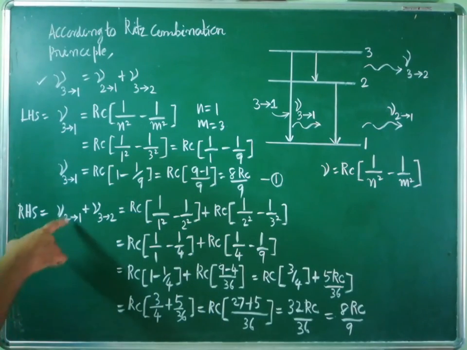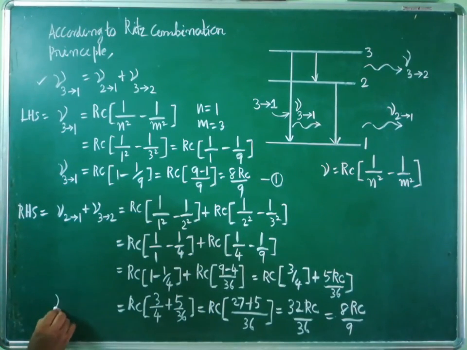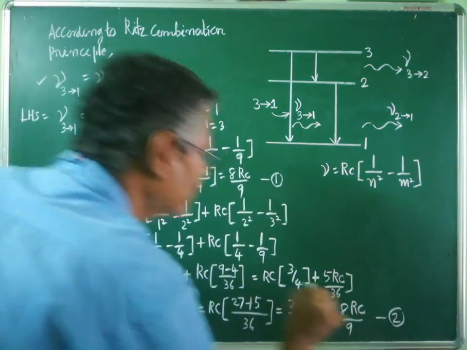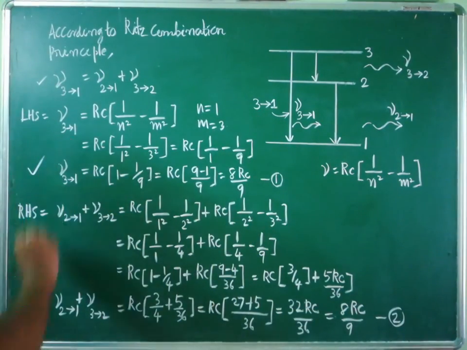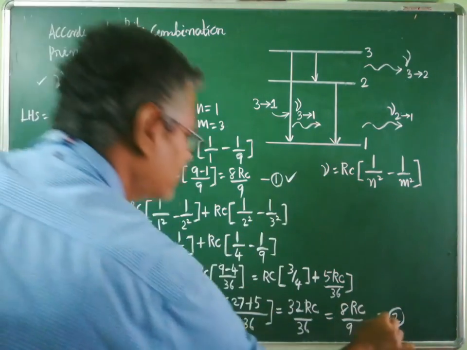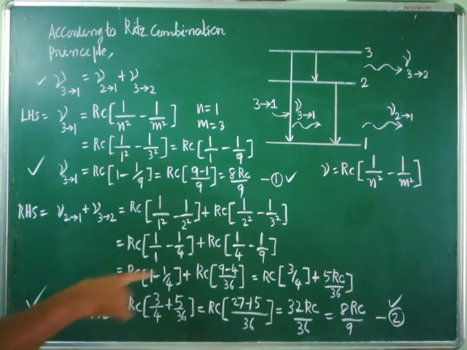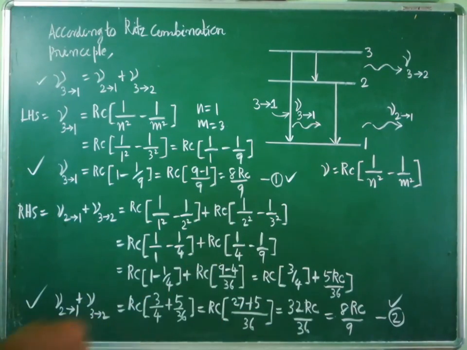So the answer for the RHS part, nu 2 to 1 plus nu 3 to 2, is this one. This can be taken as the second equation. Look at this factor and this factor. I have put a tick just for your reference. Look at this portion and this portion and look at the answers. Tell me whether both are similar or not.